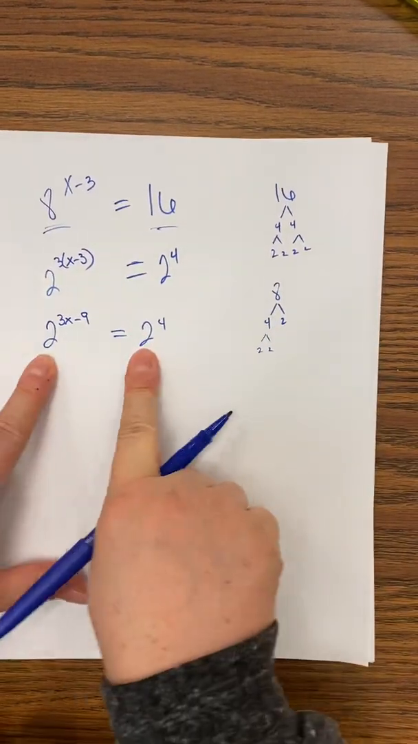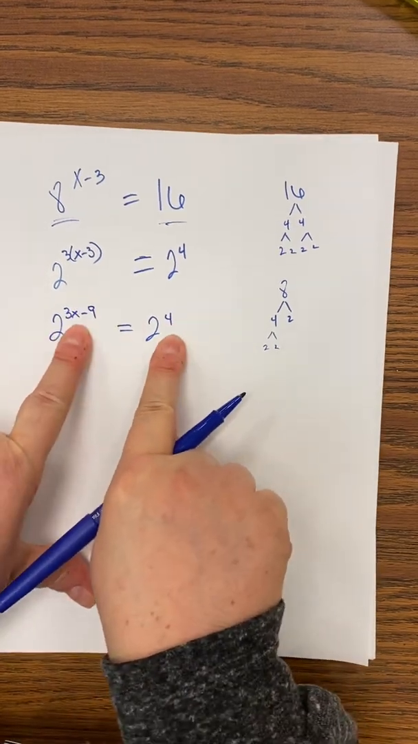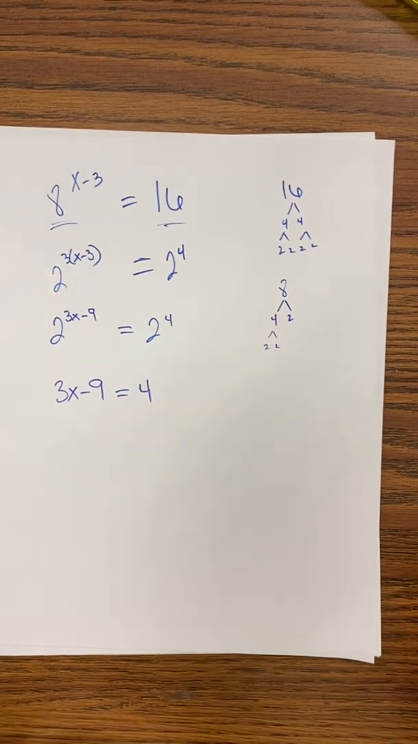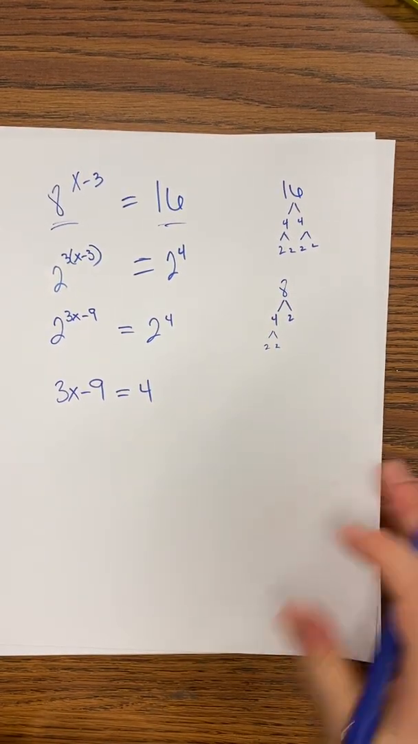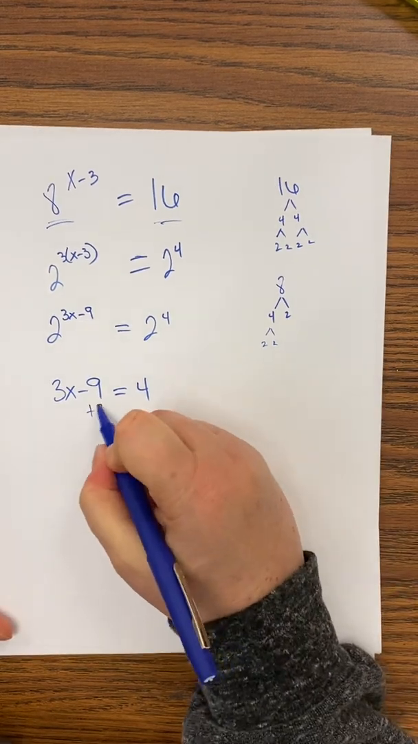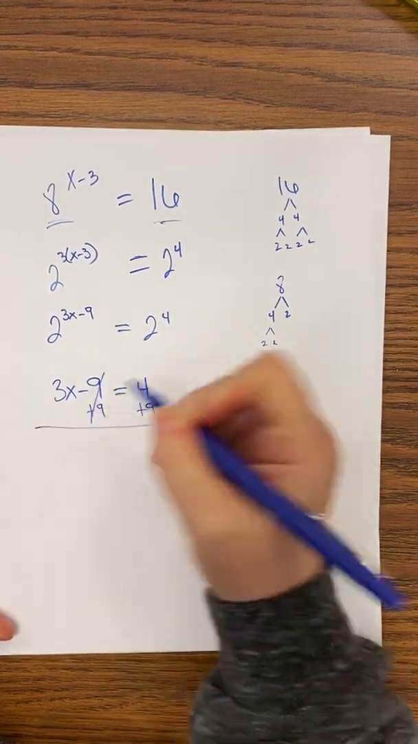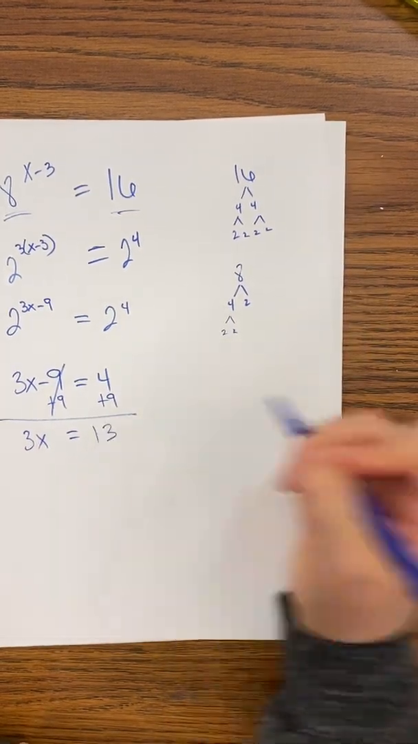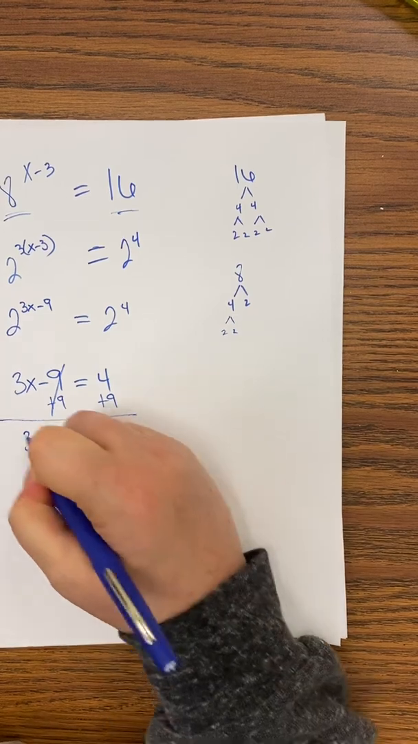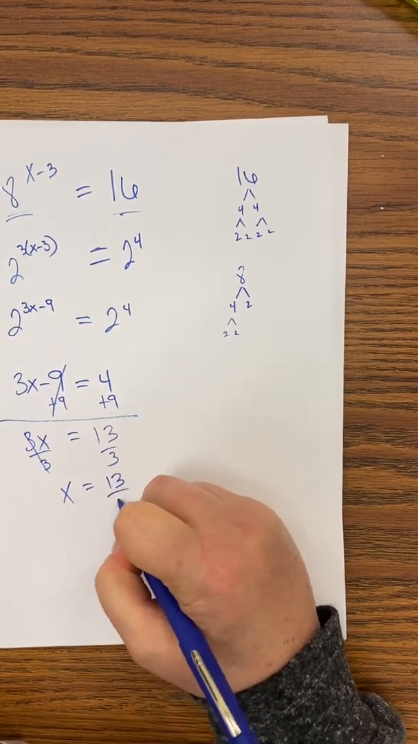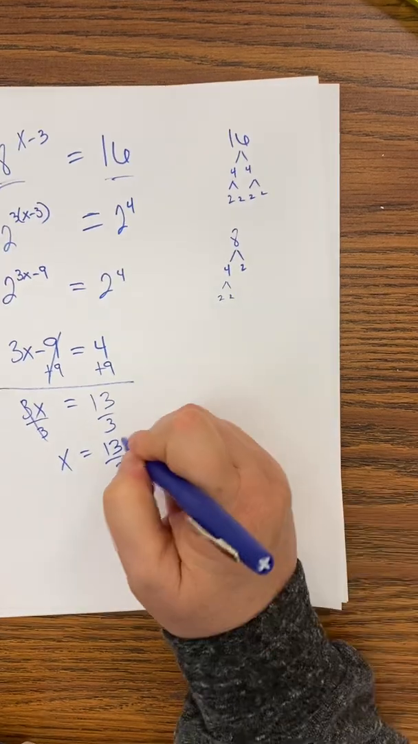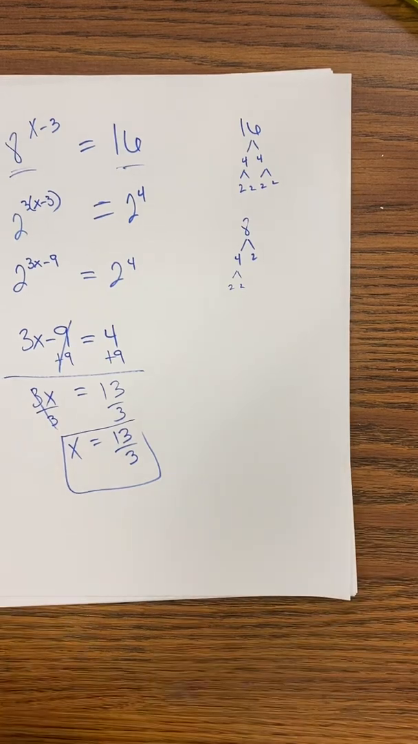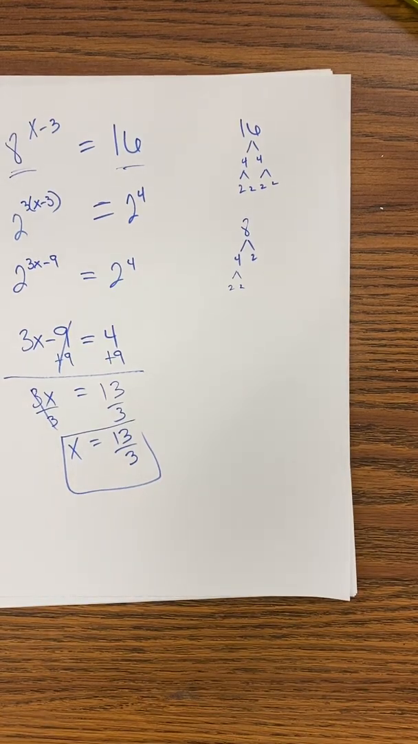Now, once you have common bases, you can set those exponents equal to each other. That's just a rule in algebra. So now we can solve this. We add 9, so that's 3x equals 13, and then divide by 3. And then you can just put that fraction in, 13 over 3, into your Alex. Okay, so there's one.